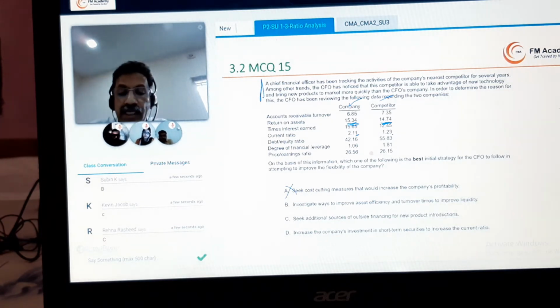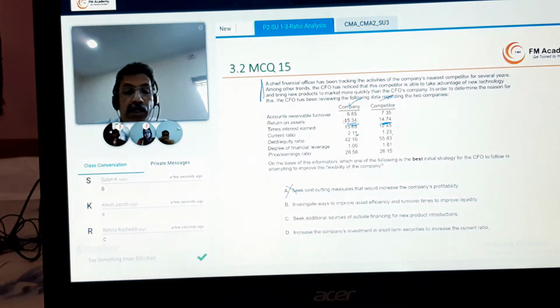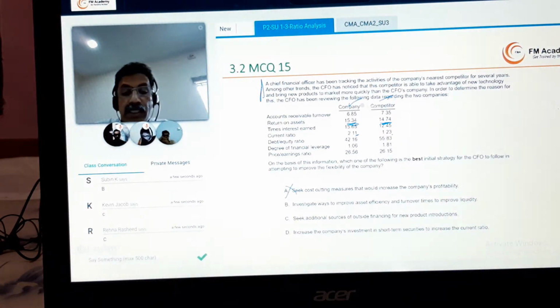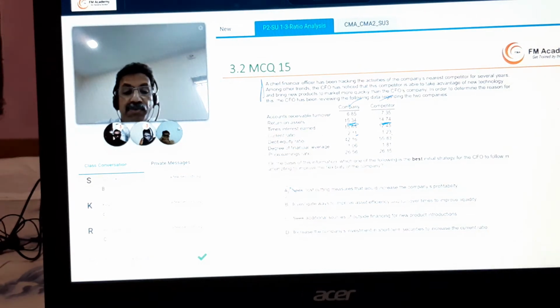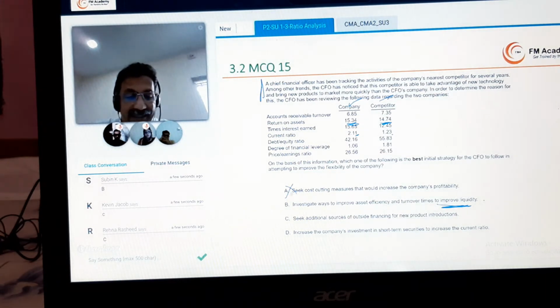But the main thing is actually turnover. What is it? Investigate ways to improve asset efficiency and turnover times. Where is the turnover? Account receivable turnover, right? Investigate ways to improve asset efficiency and turnover times to improve liquidity. Yeah, to improve liquidity, that is the whole thing actually. Like you don't have a liquidity problem, so you don't have to really try to improve liquidity. So stop with that.